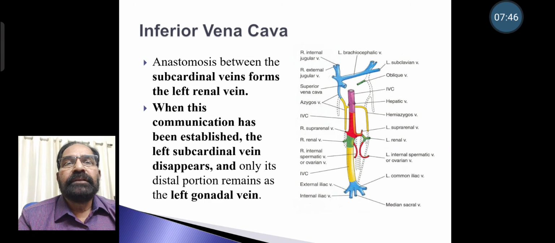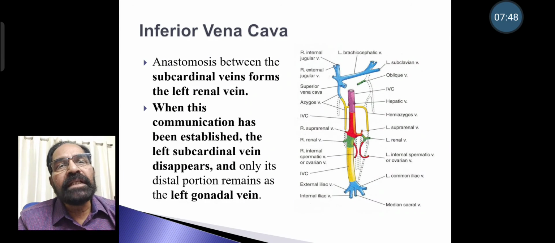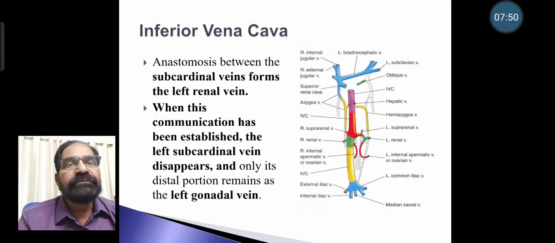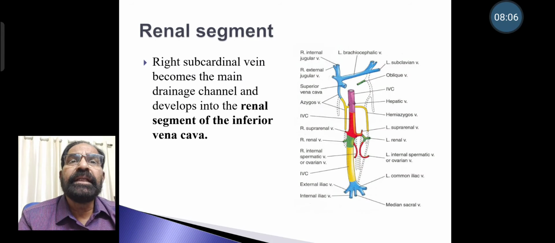Inferior vena cava. Anastomosis between the subcardinal veins form the left renal vein. When this communication has been established, the left subcardinal vein disappears and only its distal portion remains as the left gonadal vein. Renal segment. Right subcardinal vein becomes the main channel and develops into renal segment of inferior vena cava.